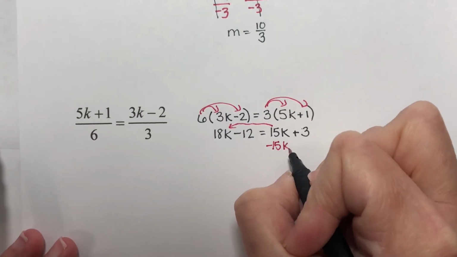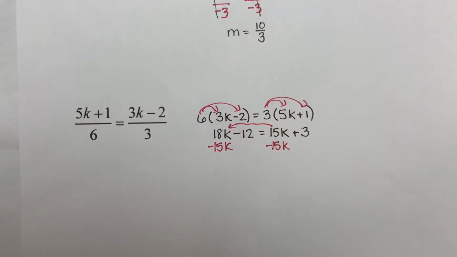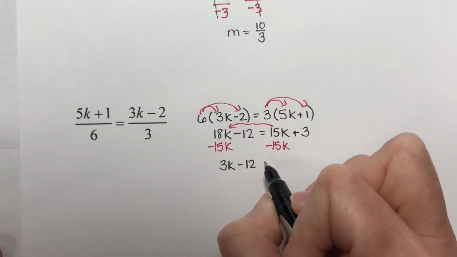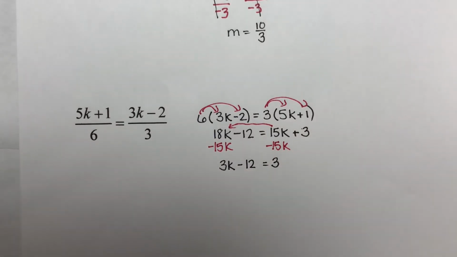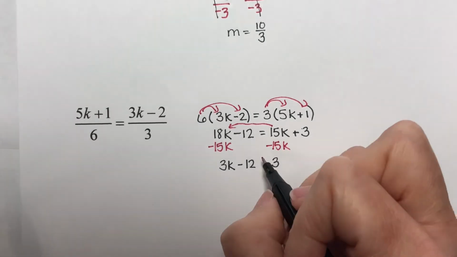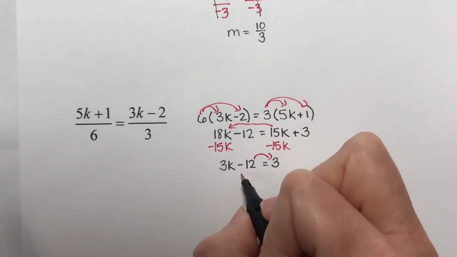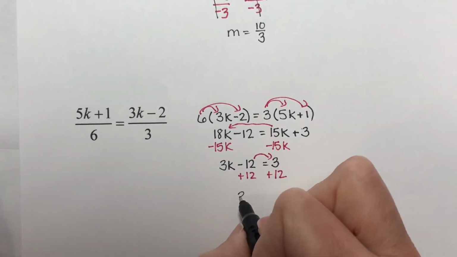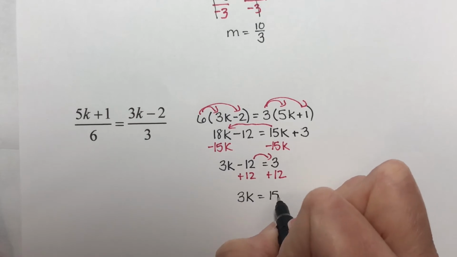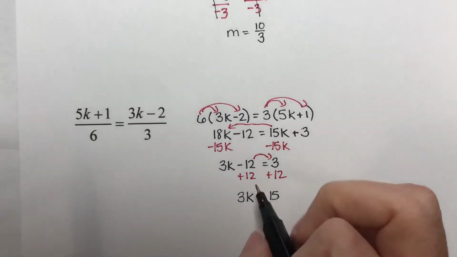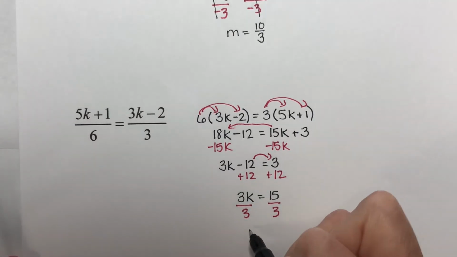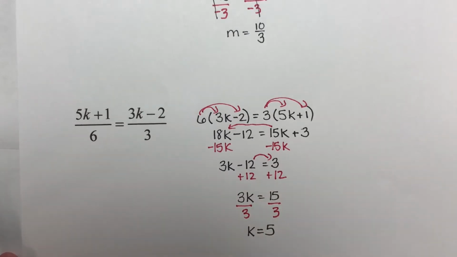I'm going to subtract 15k from both sides. And I get 3k minus 12 is equal to 3. Now I need to move this over to here to get it away from the k, so I'm going to add 12 to both sides. I get 3k is equal to 15. Let's divide both sides by a 3. And we find that k must equal 5. 5 is your answer here.